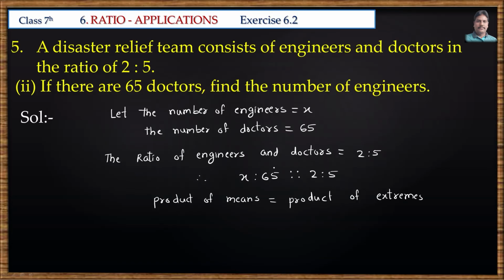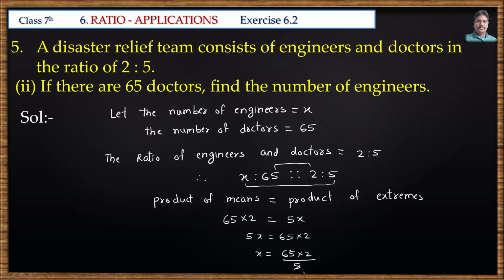The means are 65 and 2. So 65 into 2 is equal to the extremes, x and 5. That will be 5x. 5x is equal to 65 into 2. So x is equal to 65 into 2 by 5.